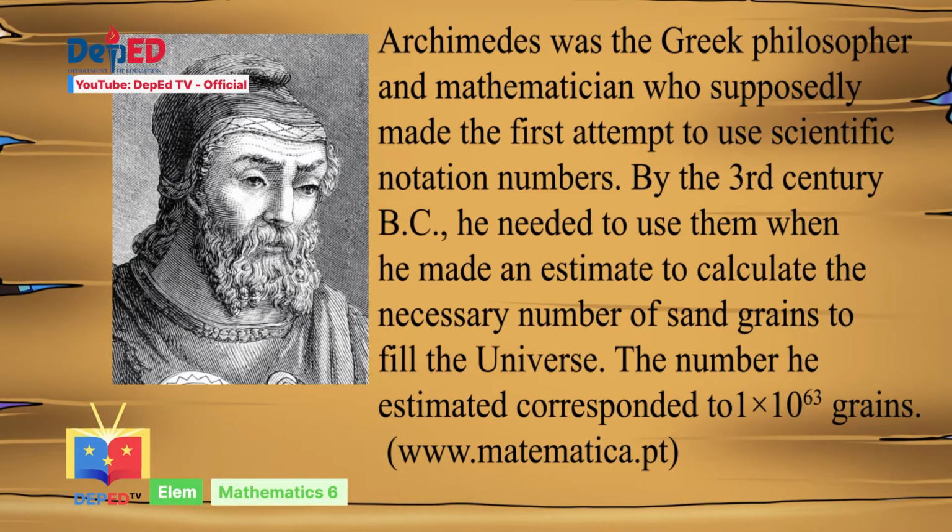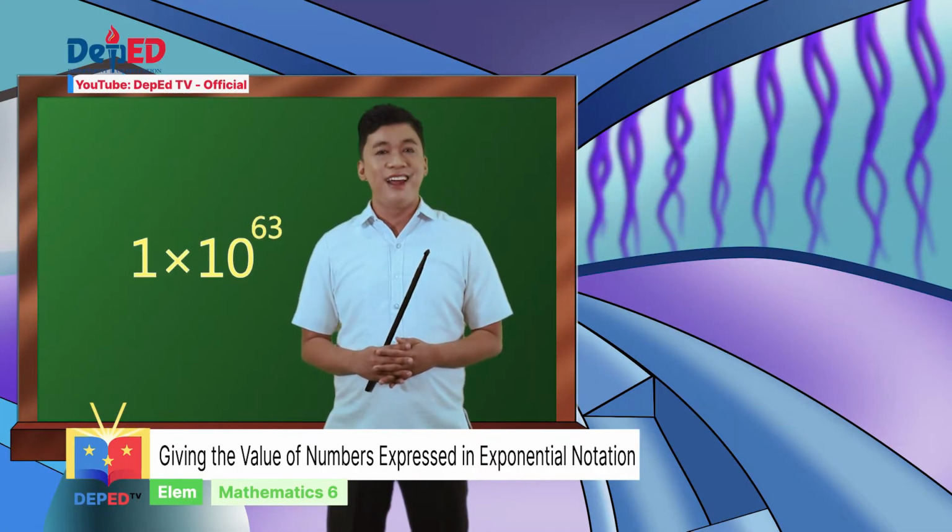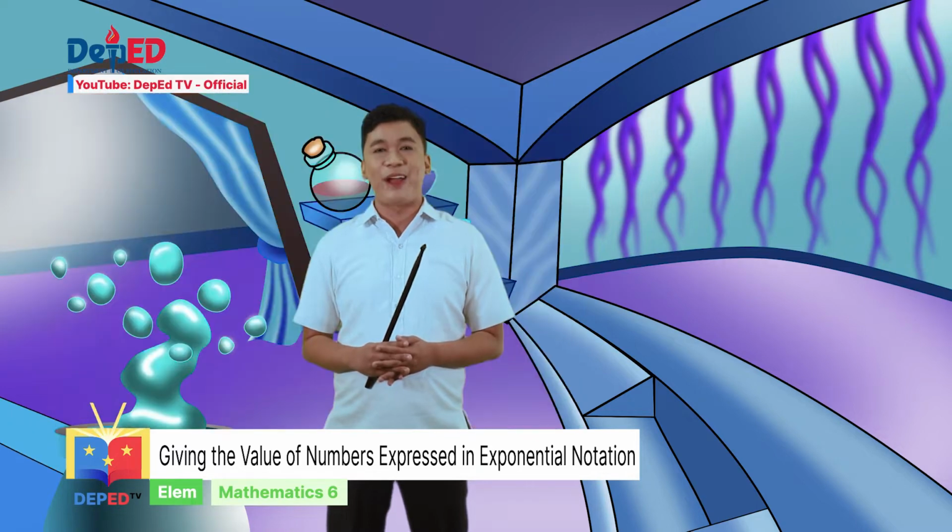As mentioned at www.mathematica.pt, Archimedes was the Greek philosopher and mathematician who supposedly made the first attempt to use scientific notation number. By the 3rd century BC, he needed to use them when he made an estimate to calculate the necessary number of sand grains to fill the universe. The number he estimated corresponded to 1 times 10 raised to the 63rd grains.